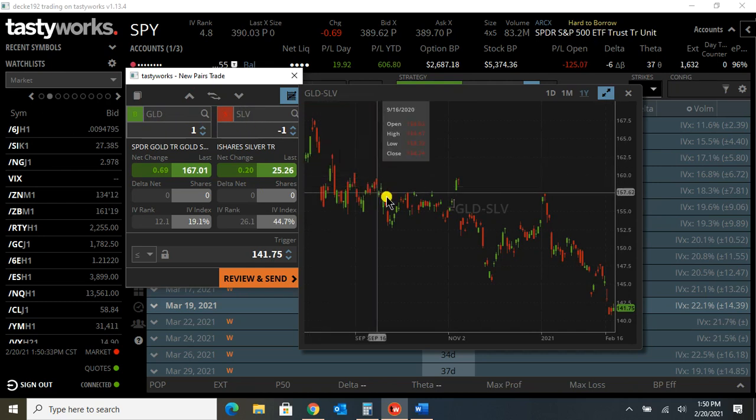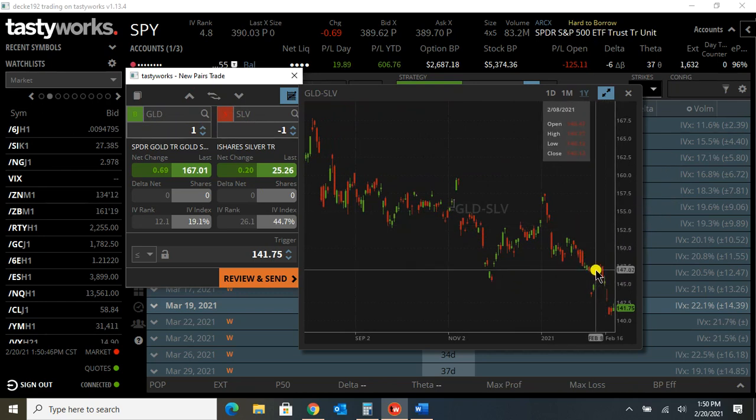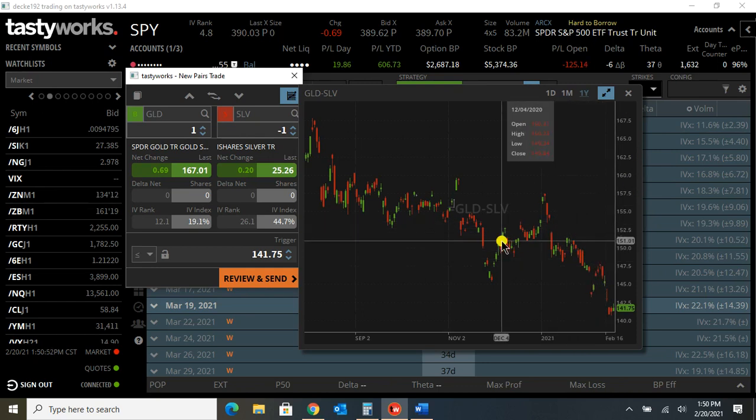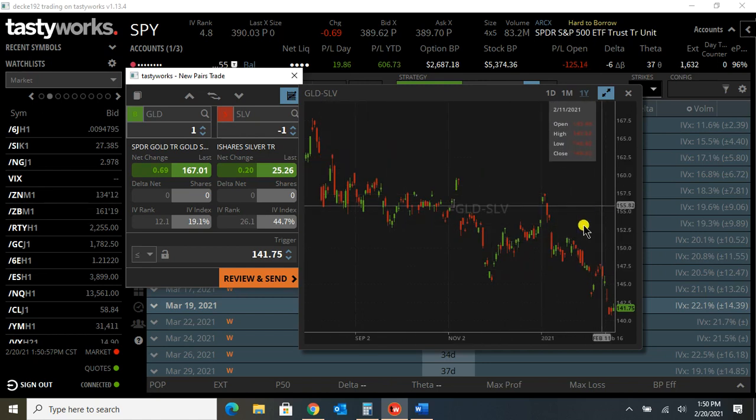So here, silver is outperforming gold. I'm hoping that this chart turns around and gold starts to outperform silver. When I'm looking at these charts, I always want to put it on so that the chart goes up, and that's where I'm favoring it. So that's how to look at a pairs trade chart.